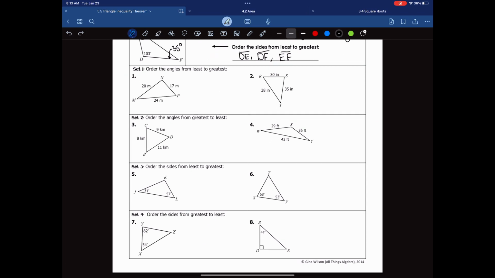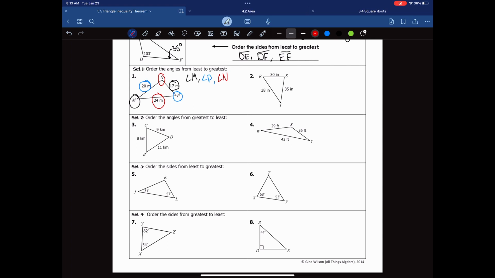So, ordering these angles from least to greatest, this is the smallest, second smallest, third smallest, or largest. The way I like to do it is I go, here's the smallest side, it's opposite M. So we have angle M. Let me use colors. Technology. 20 is opposite P. So we have angle P. And then we have 24 opposite N, angle N.